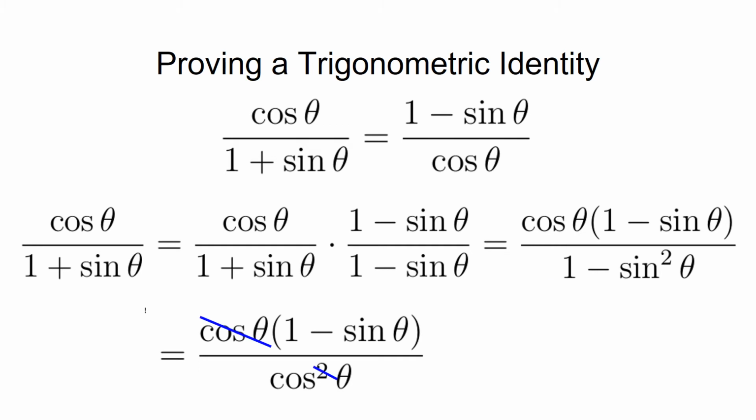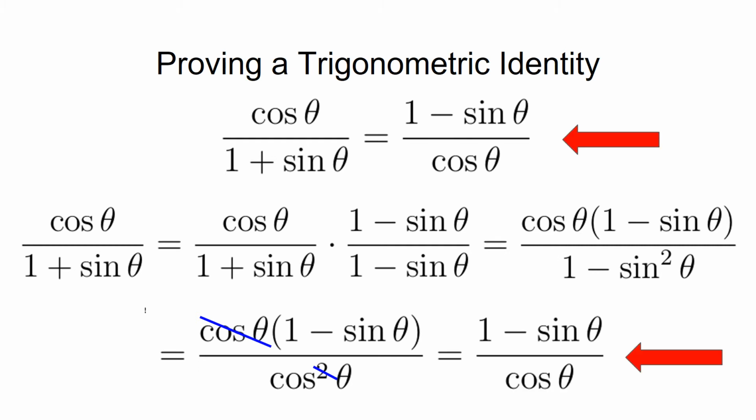So we replace it with that, and then we see that cosine theta is a common factor to the numerator and the denominator, so we can divide both the numerator and the denominator by the cosine of theta. And when we do, we end up with 1 minus sine theta over cosine theta, which matches the right-hand side of the original expression.